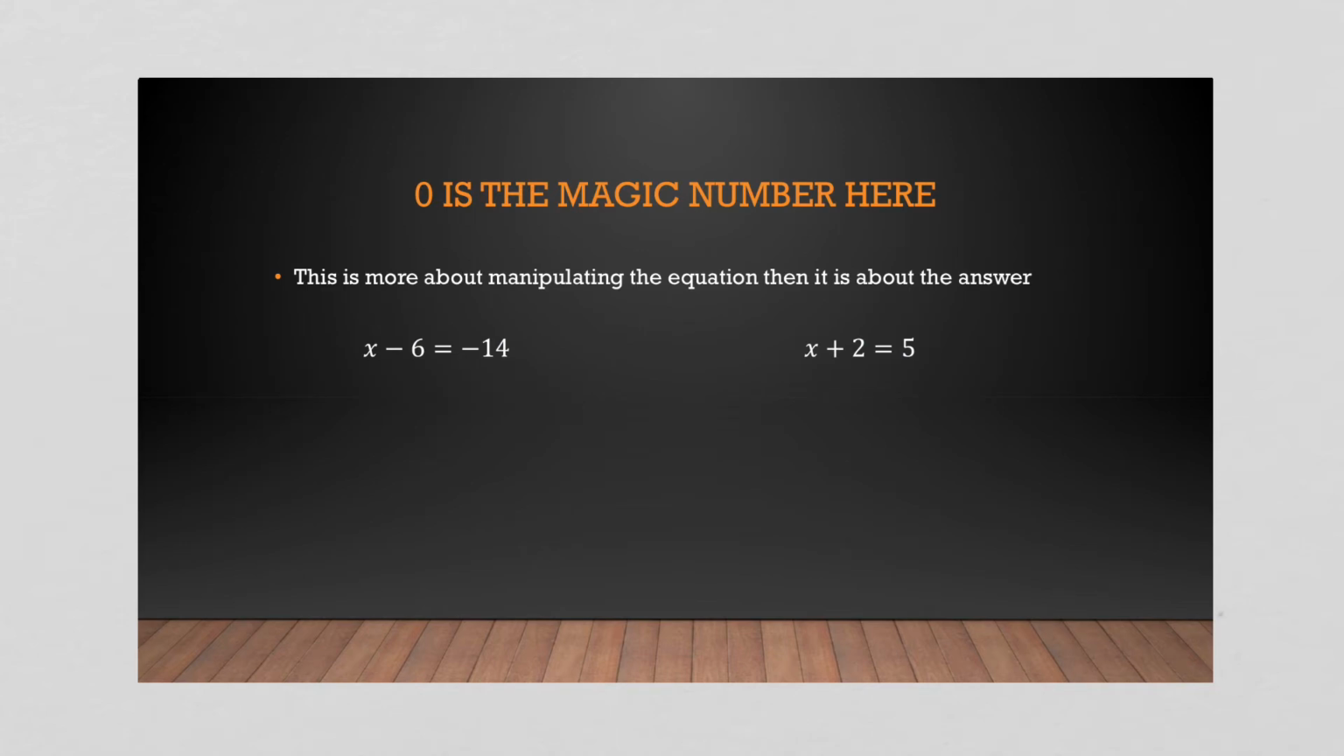Here's a couple more. I have x minus 6, so what am I going to do? I'm going to add 6, and I'm going to add 6. So that is 0, and I get x equals negative 8. Here I'm going to subtract 2 because 2 minus 2 is 0, and I'm going to subtract 2, so x equals 3. These are our one-step questions, our most basic. You've got to get this concept nailed down.